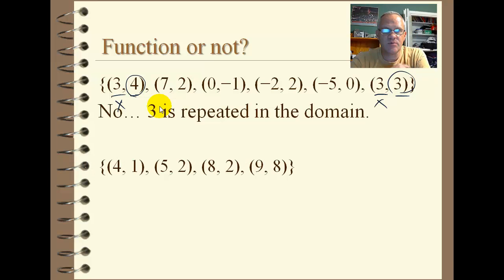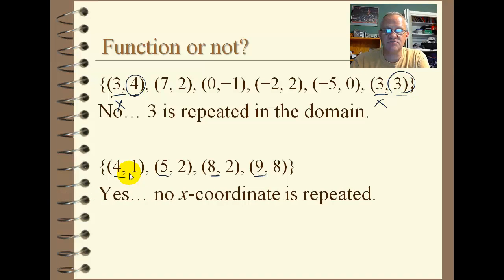Let's look at another example here. If you look closely at this one, 4, 1, 5, 2, 8, 2, 9, 8. Notice 9, 8, 5, 4, they're all different. So that means in this situation, each x that we have, there is only one y that goes with it. So yes, this would be a function. We don't have any repeating in the domain. No x coordinates are repeated.